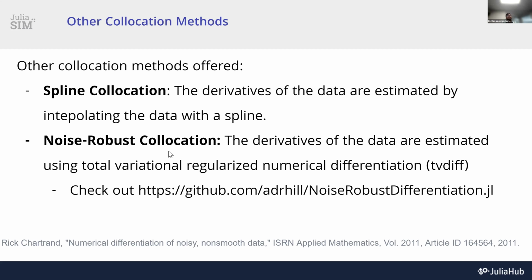There is another very interesting noise-robust collocation method that we also support. It's an implementation of the total variation regularized differentiation algorithm, called TV diff basically. If you're interested in details for that, you can look at this reference at the bottom here, or check out this Julia package that is an open source implementation of it. Of course, we have secret sauce in this, but these are good starting points for understanding these algorithms. All right.